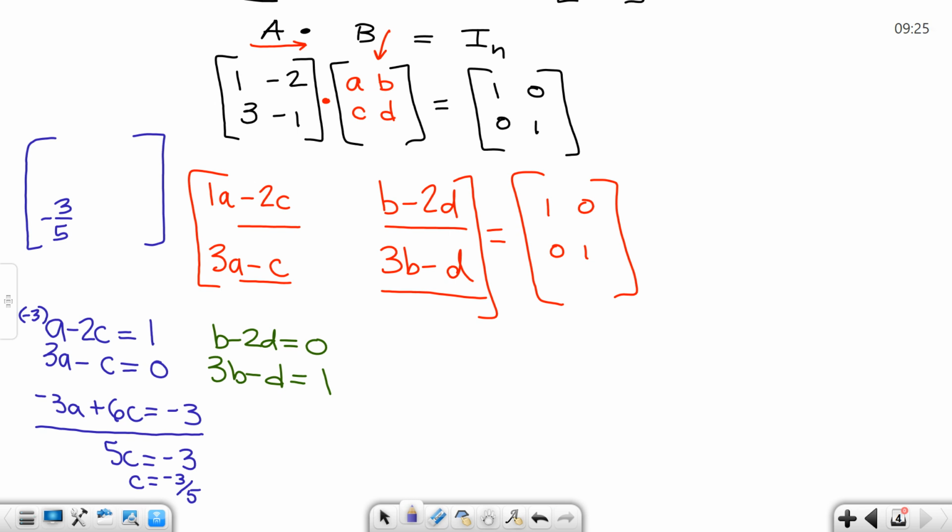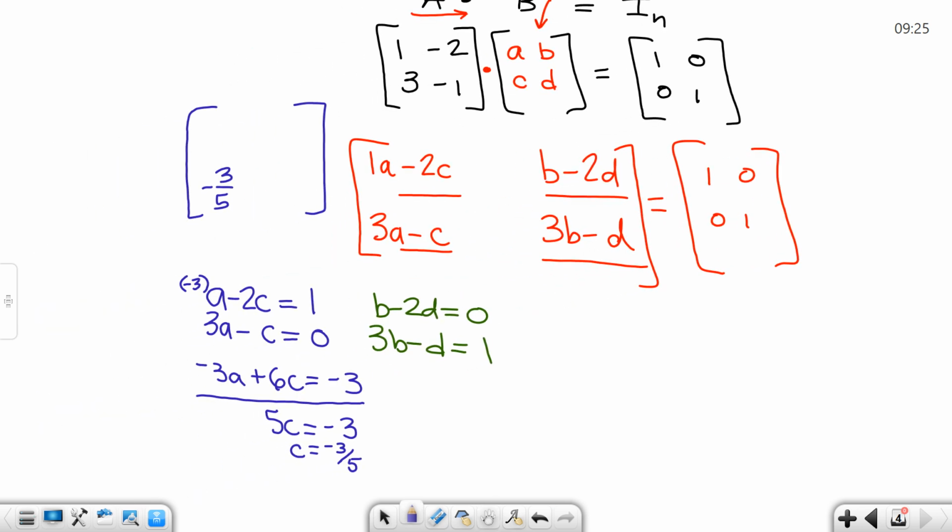You'll say, well, how do you find the second value? You can do it again and eliminate the C if you want to. Or you can take that blue negative 3/5 there and plug it in. Okay, so I'm going to plug it in to this bottom equation to back substitute. You can do either equation though.